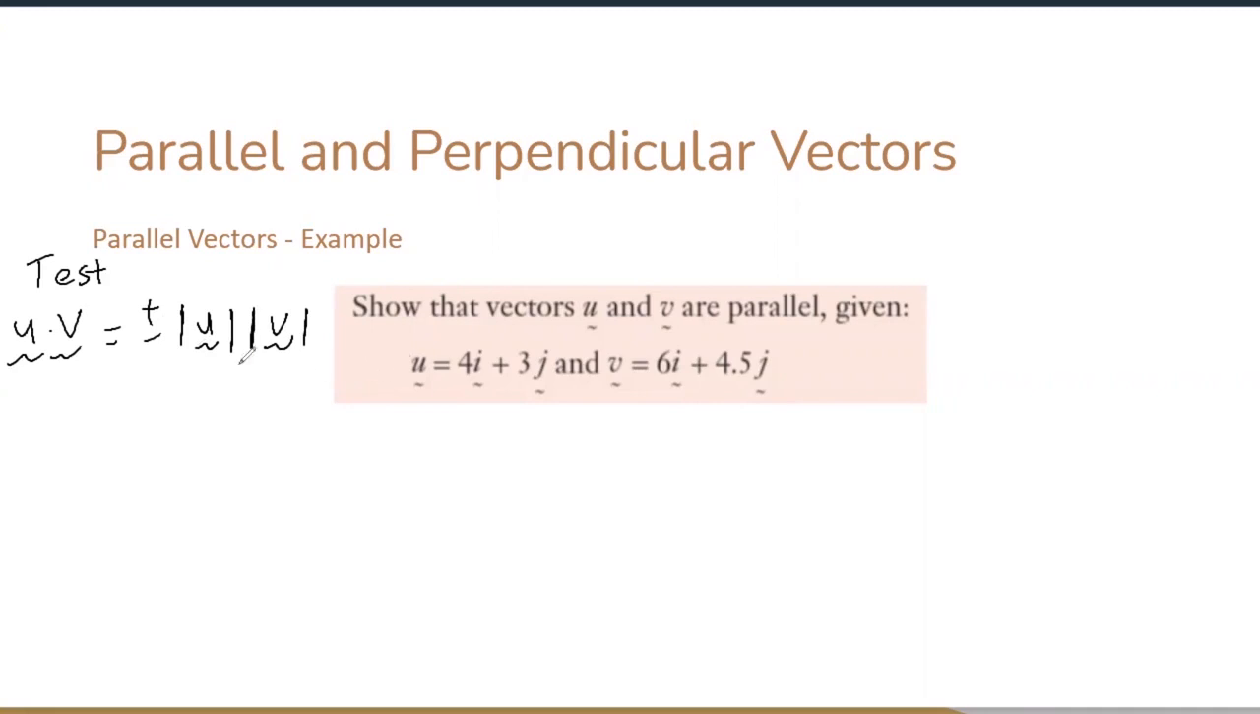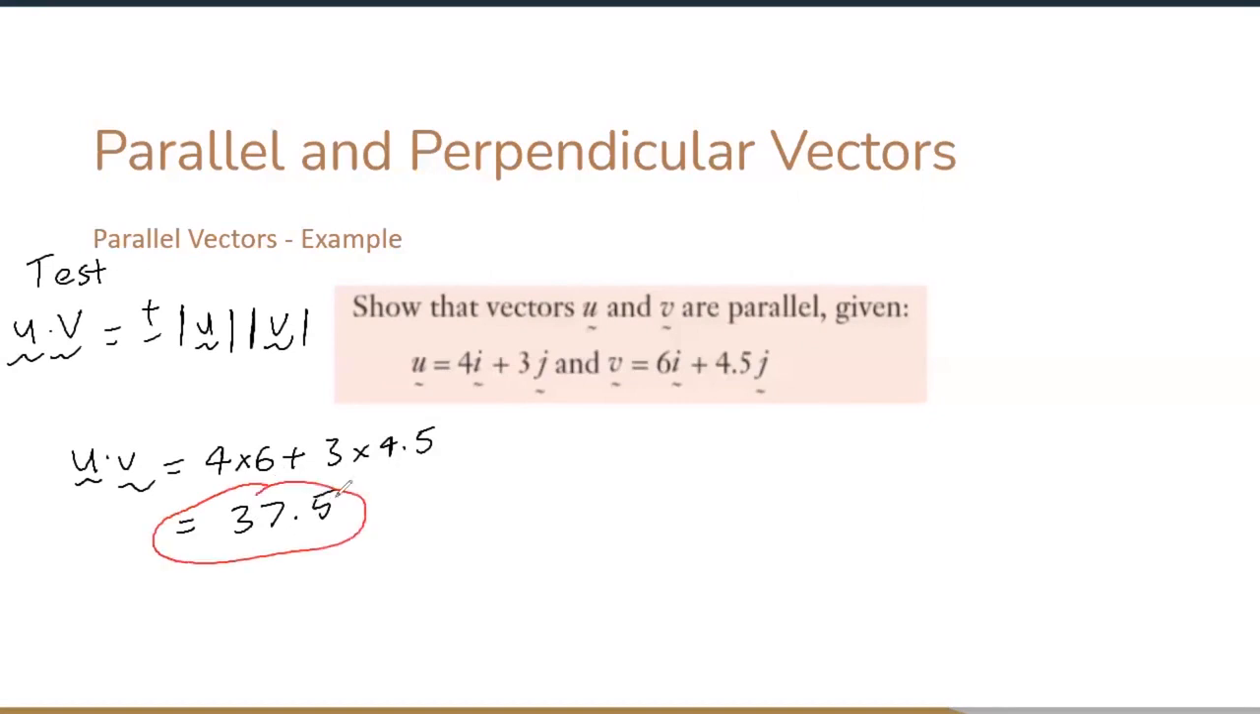So first things first, let's find the dot product. Just like in the perpendicular question, when we wanted to find the dot product, we have to use the multiplication form where we multiply the components and add them, because we don't know the angles, because that's exactly what we're trying to find. So it's going to be 4 times 6 plus the j components, 3 times 4.5. And if you put this into your calculator, you're going to get 37.5. So that is going to be our dot product.